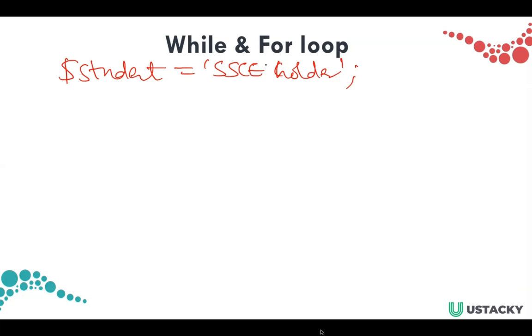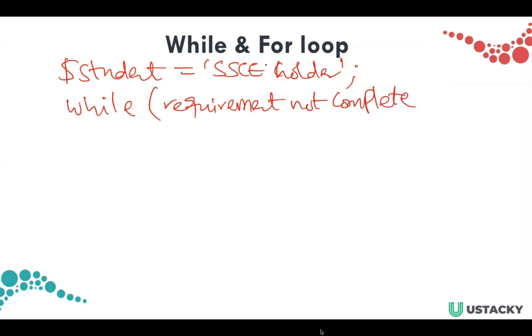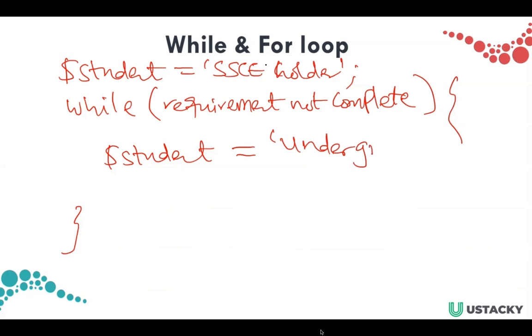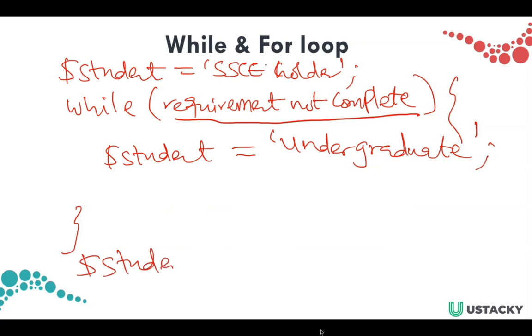So we can write a while loop like: while requirements not completed. Every time the requirement is not completed, the student is still an undergraduate. So this while loop can run maybe 4 years, 5 years, 6 years, or 7 years. But when the requirements are met, this condition will be false. In that case, the student becomes a graduate.